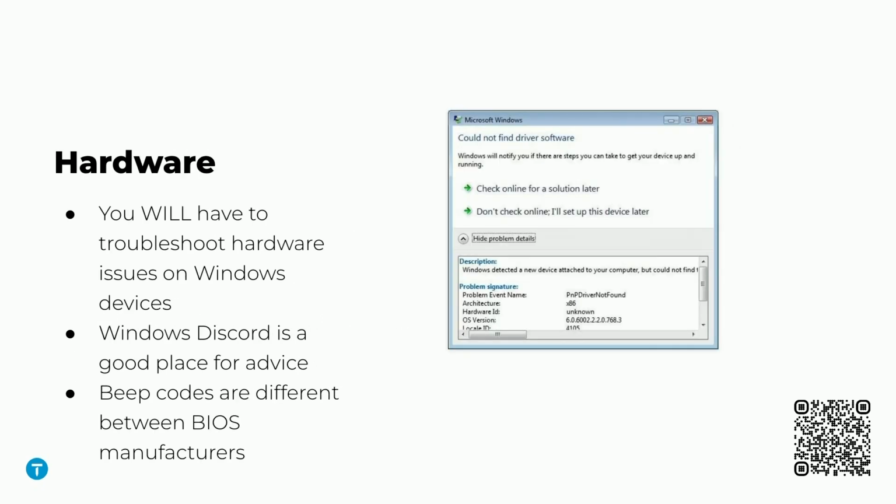Hardware. So if you come from a macOS world, you're probably not really used to dealing with hardware issues, and you are going to have to deal with them when you're dealing with Windows. It's kind of the Wild West. You're going to have to deal with hardware issues that are at the manufacturer level instead of things that are actually at the Windows level. You're going to have to deal with things like drivers and errors, and my personal favorite, beep codes.